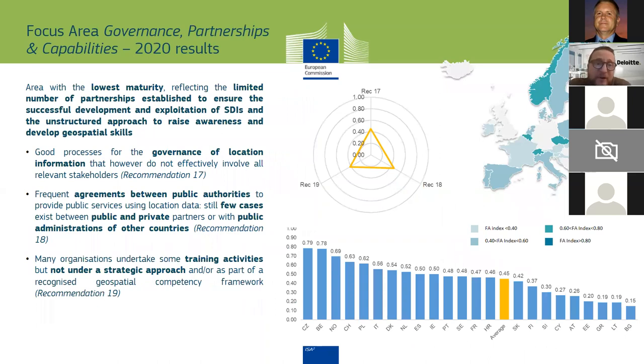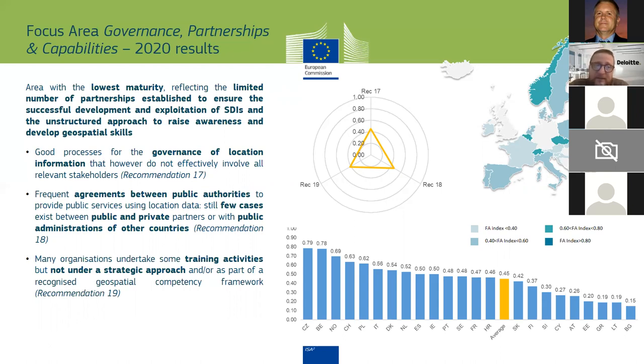Finally, the governance partnerships and capabilities focus area is the one, as we said, with the lowest maturity. This reflects some weaknesses, particularly concerning the establishment of partnerships and the unstructured approach to raise awareness and develop geospatial skills. Again, these concern the average of the participating countries, but there are exceptions. Some of them will be reported in the good practices we mentioned before, later. The average, therefore, is at 0.45, as we mentioned before.